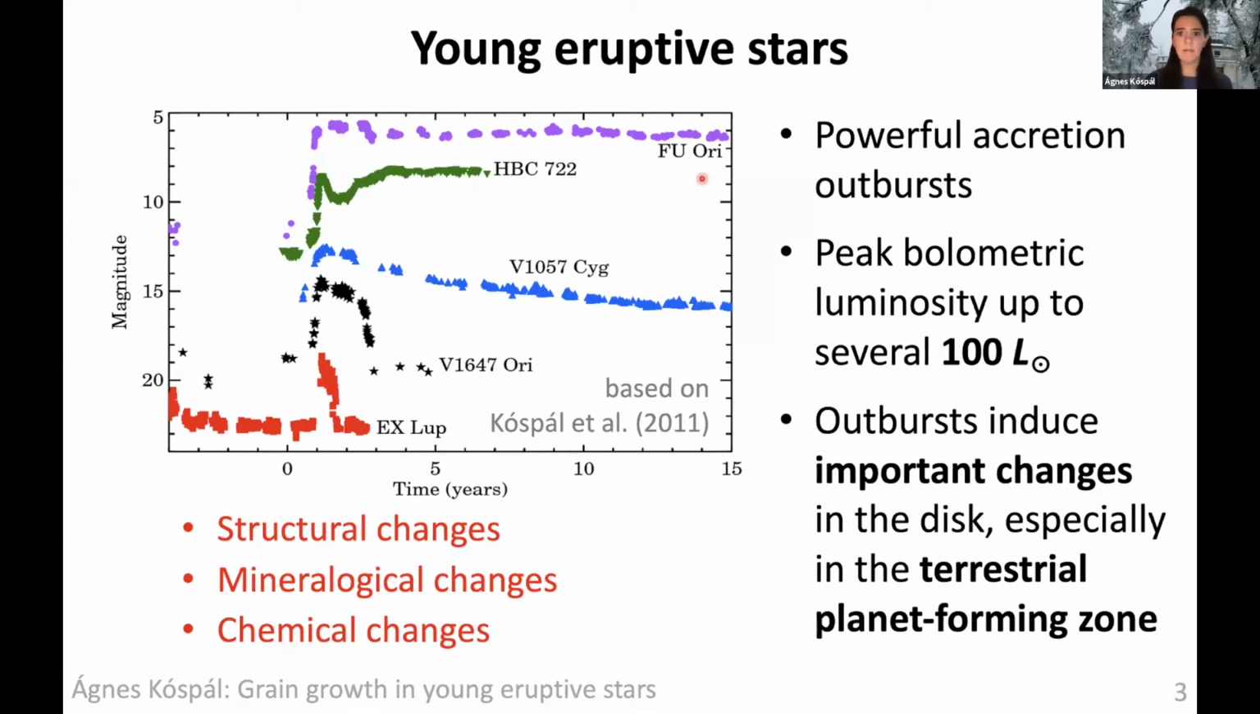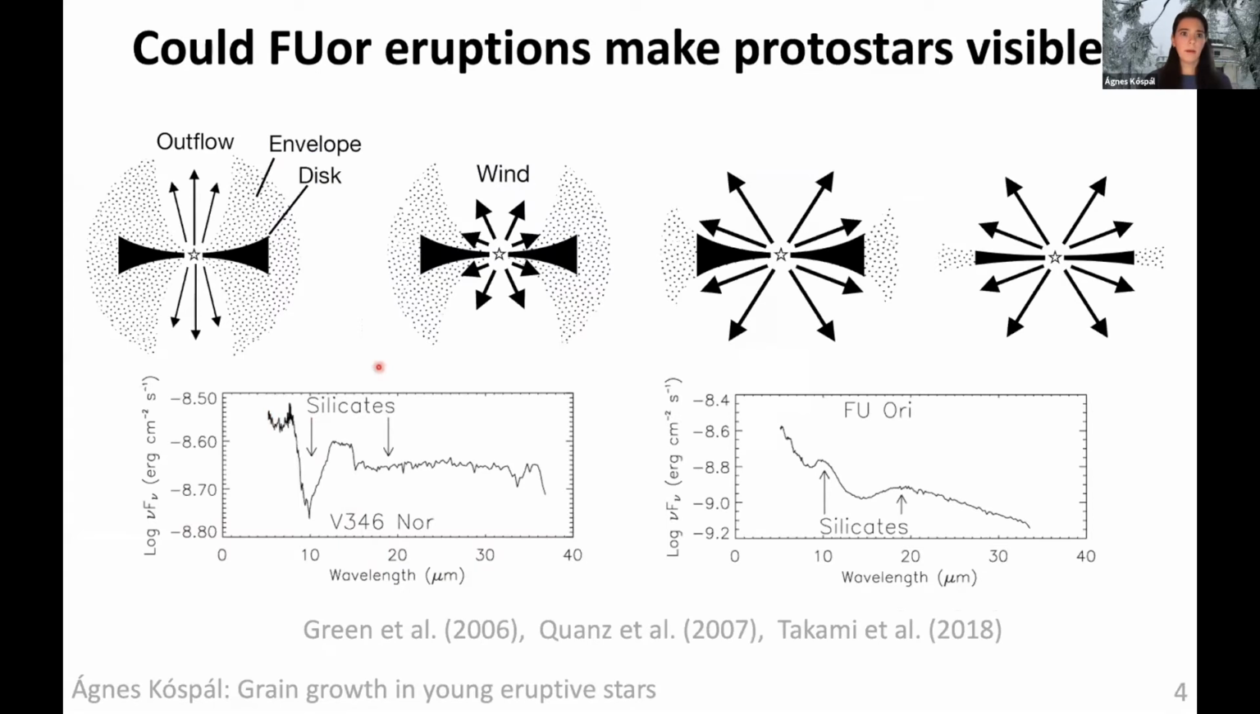And of course, these very powerful outbursts induce important changes in the disk, especially in the terrestrial planet-forming zone. These outbursts affect the geometrical structure of the disk. They can induce mineralogical or chemical changes in the disk material. FUors may also affect the immediate surrounding of these young stars because enhanced accretion is often accompanied by enhanced mass loss, mass outflow. And basically these recurrent outbursts eventually may clear up the environment of an embedded young star.